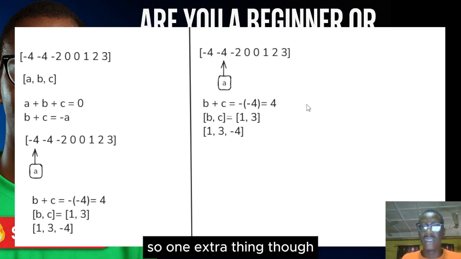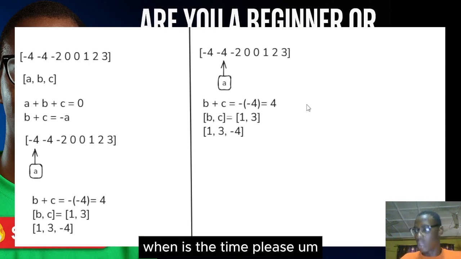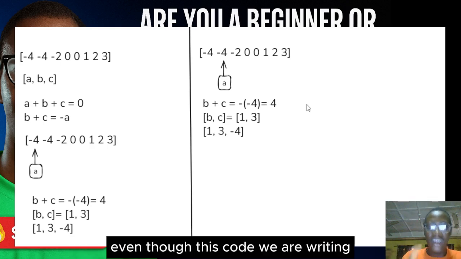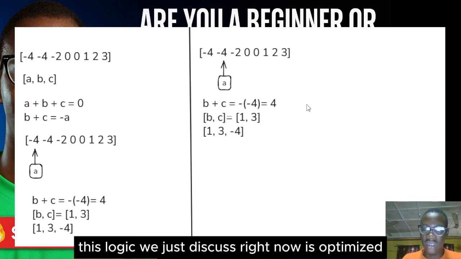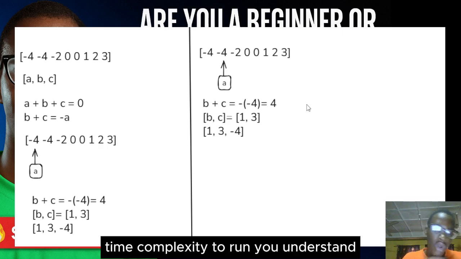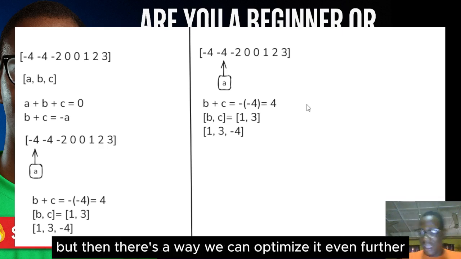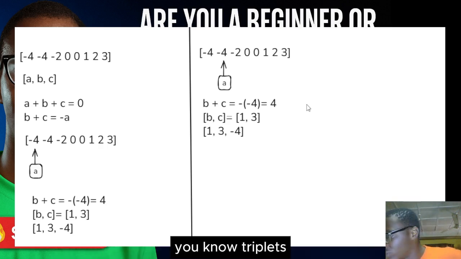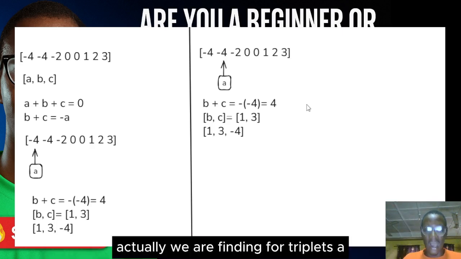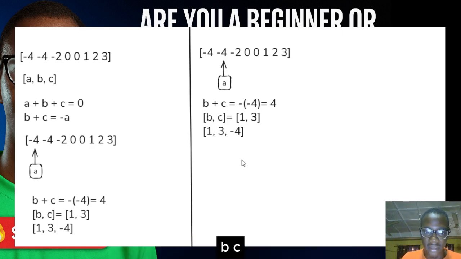One extra thing, please. We will be dealing with optimization. Even though the logic we just discussed is optimized and gives us an efficient time complexity, there's a way we can optimize it even further. An interesting optimization is that triplets that sum to 0 cannot be formed using positive numbers alone. Actually, we are finding triplets A, B, C.